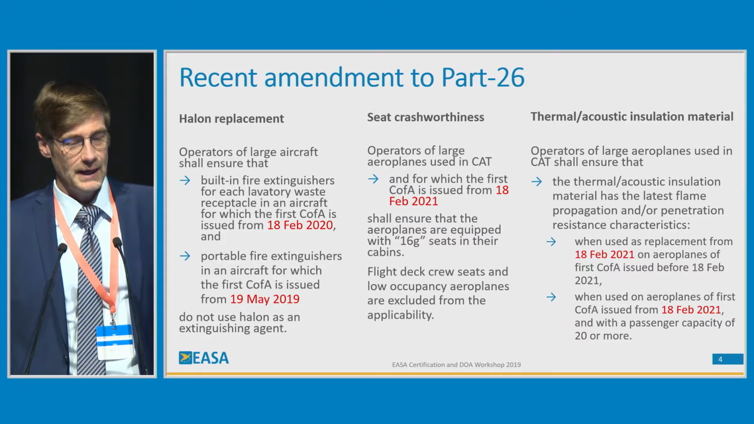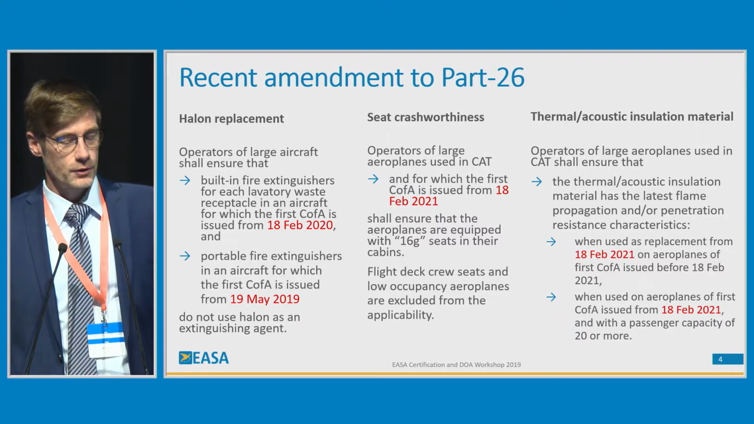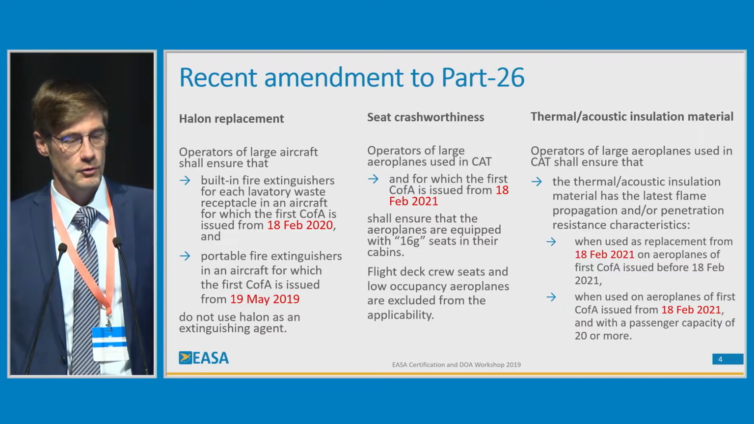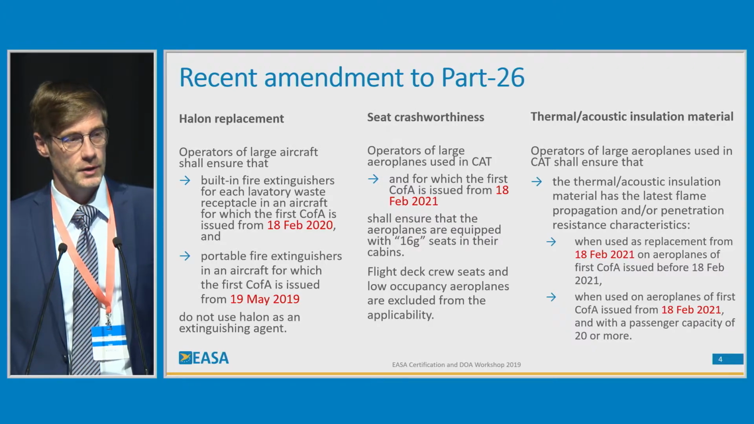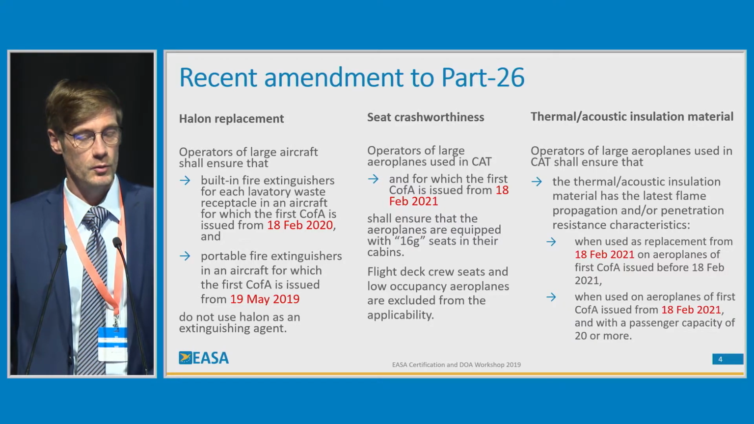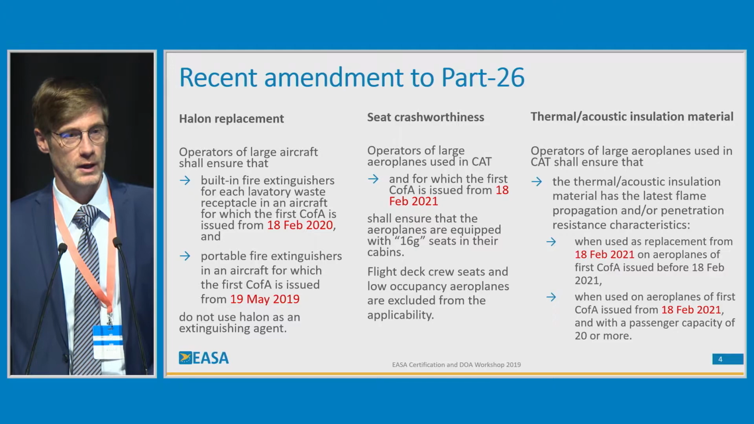So looking at halon replacement, we decided for a production cutoff, so the first tool. There are two aspects to it. For fire extinguishers which are placed in the lavatory waste receptacles, any aircraft that goes out of the production line and receives a first certificate of airworthiness after February 2020 has to use other agents than Halon.